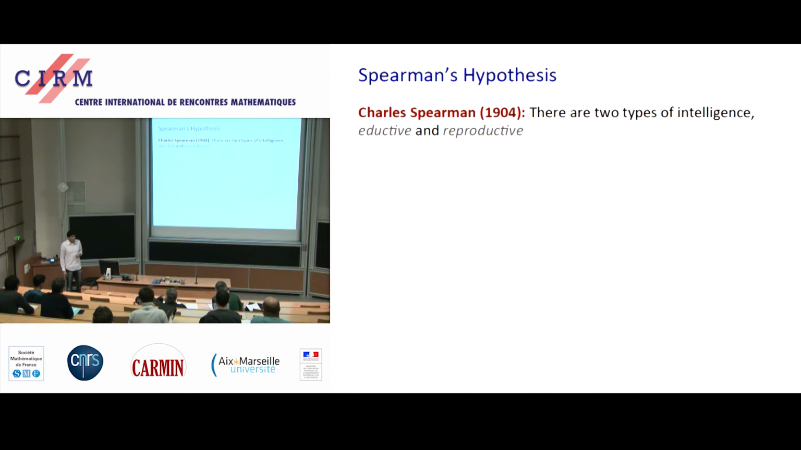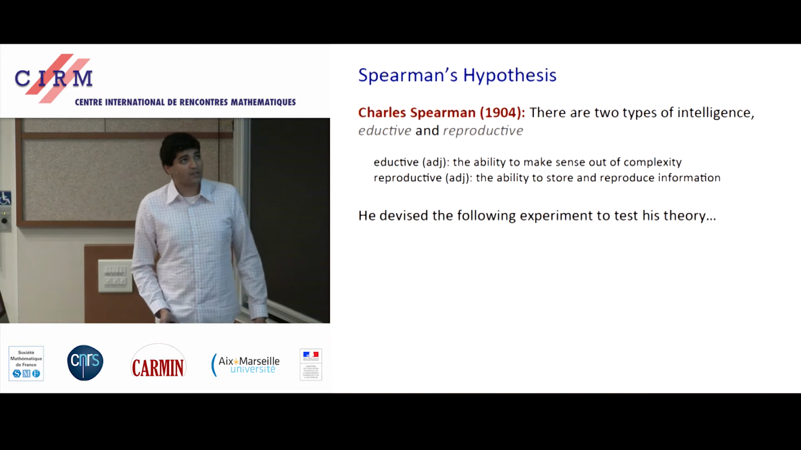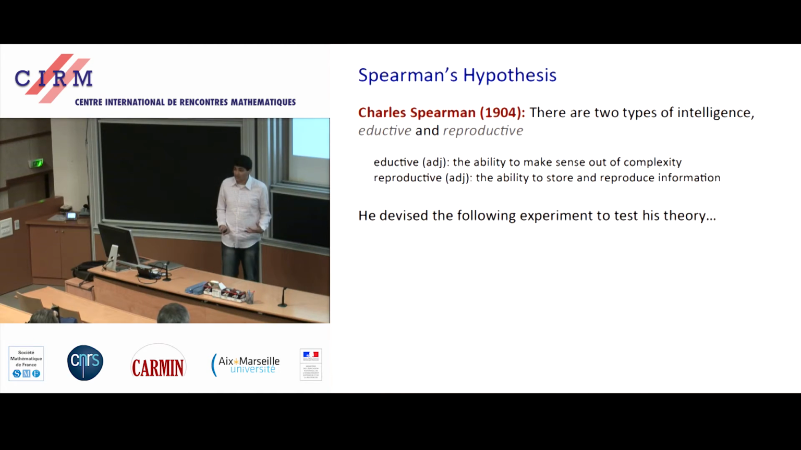So Spearman had what's a kind of controversial hypothesis. He believed that there are only two types of intelligence, inductive and reproductive, which are the ability to make sense out of complexity and the ability to store and reproduce information. Sometimes it's colloquially described as mathematical and verbal intelligence, although that's not really faithful to what he was actually talking about.